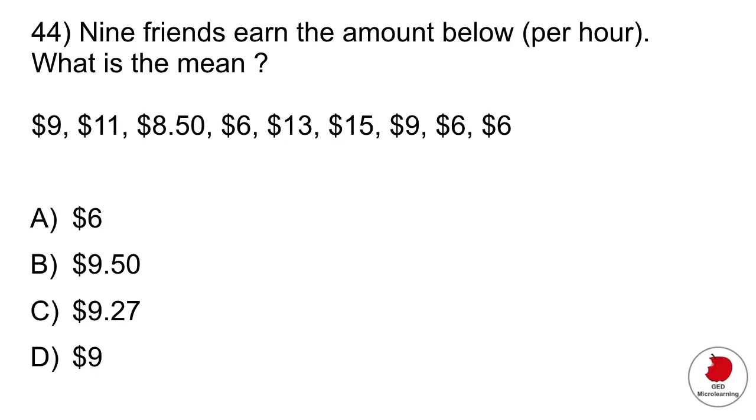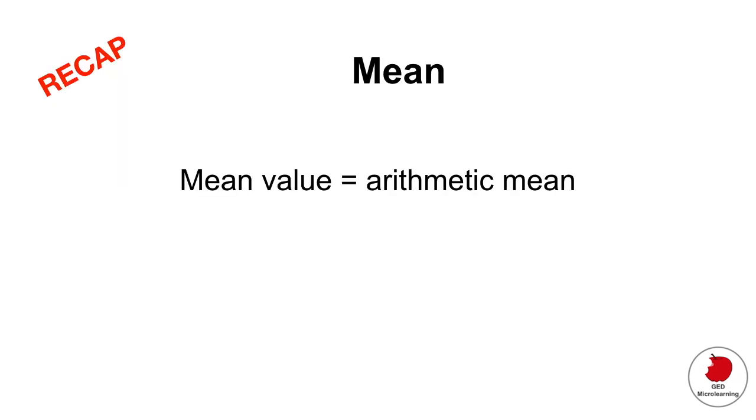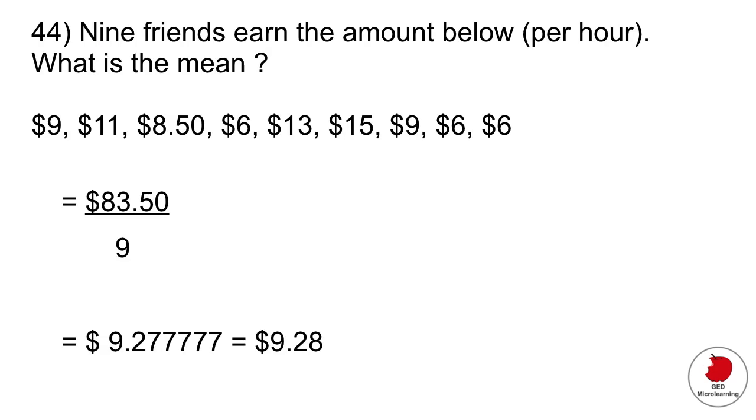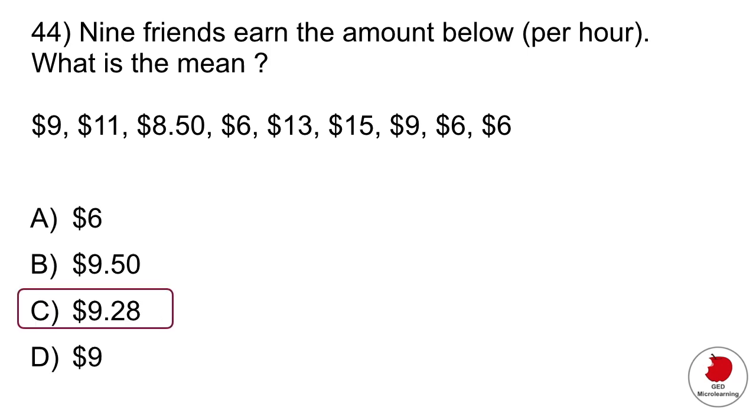They can also ask you mean. Okay, so same question, but this time they're asking you the mean. And the mean is basically the average, or the arithmetic mean. So the same way that you would take an average, you just add up the total and divide it by the number of items. So if you add up all of these payments per hour, and then divide it by 9, you end up with 9.27, which rounds up to 9.28. All right, and this is option C.